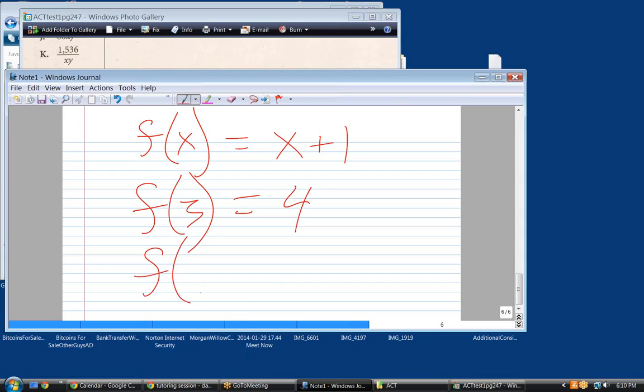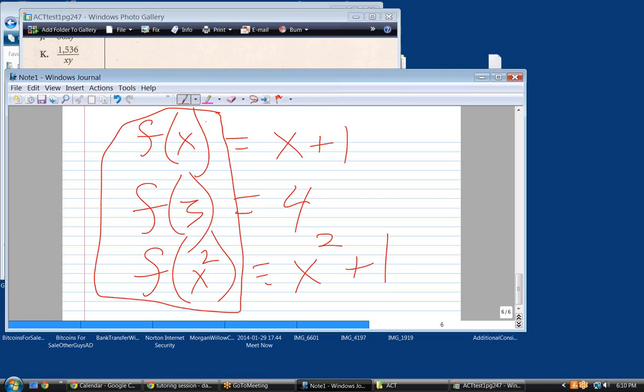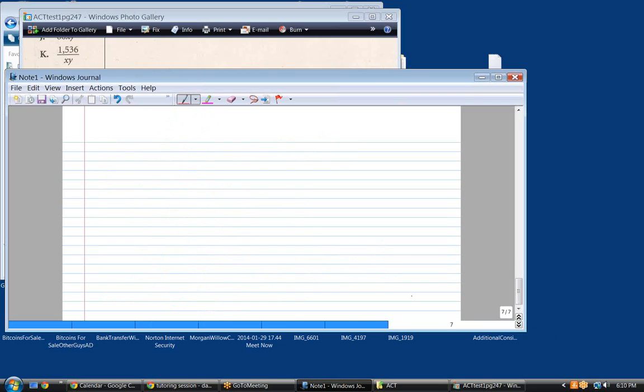What is f of x squared? There's nothing else on the right side, so the answer is whatever is in the parentheses, plug in for x. So it's x squared plus 1. That's what this notation means: if I give you a function with a number or another variable inside the parentheses, take whatever's inside the parentheses and plug it in for x. That's what this notation means.